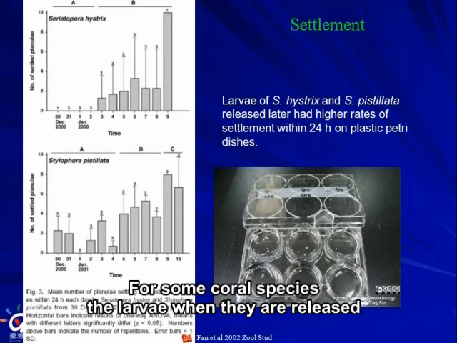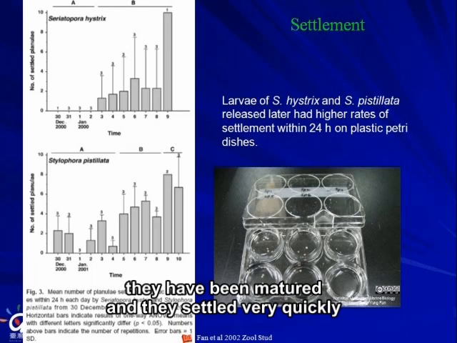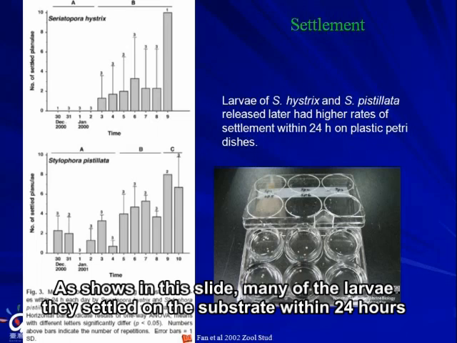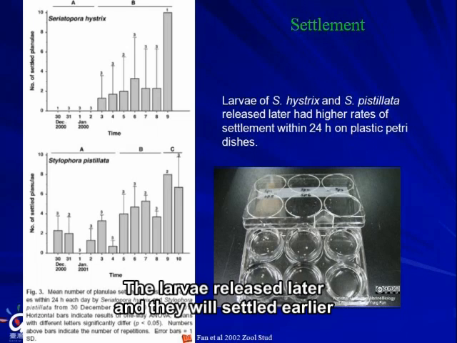For some coral species, when the larvae are released, they have already matured and they settle very quickly. As shown in this slide, many of the larvae settled on the substrate within 24 hours, and the larvae released later will settle earlier.